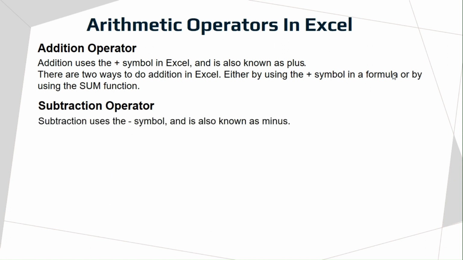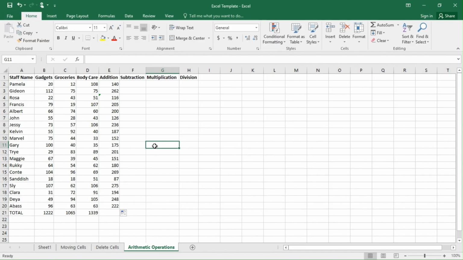Subtraction uses the symbol hyphen and is also known as minus. Let's take practical examples on subtraction. Using the same data, let's apply subtraction. Let's try to subtract body care from gadget. This is just a practical example. In this example, we're going to get negative answers, which is fine.